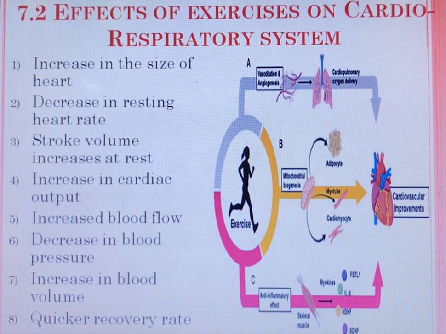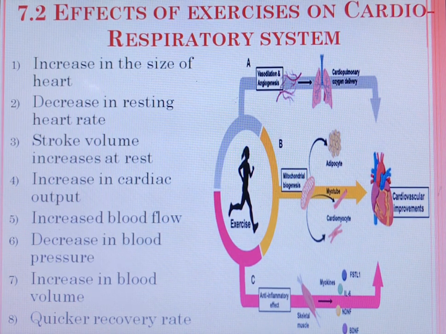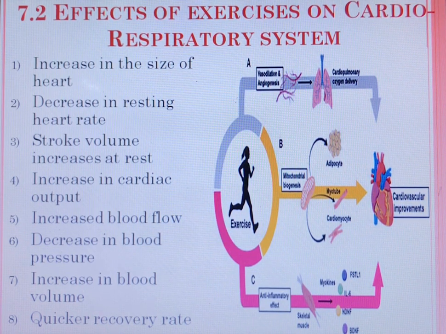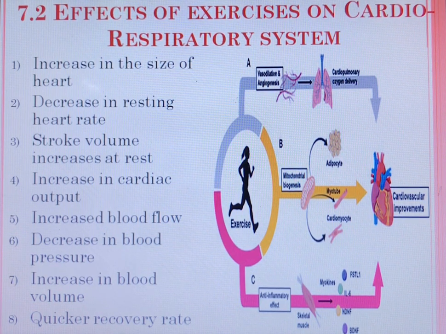The third point is stroke volume increases at rest. What is stroke volume? The amount of blood pumped out from your heart per beat is called stroke volume. When we perform regular exercise, the stroke volume can increase. Normally for untrained people, the stroke volume in the rest position will be 50 to 70 ml per beat. But in normal trained athletes, it may be 70 to 90 ml per beat. But for high class endurance level athletes, it will be 90 to 110 ml per beat.